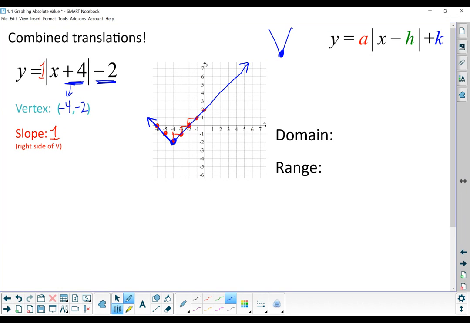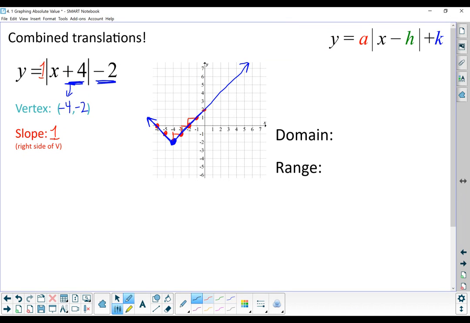For full credit on tests, you really do need to make sure you're graphing the entire shape. I don't want to see 3 dots like this, or a little baby V floating in the middle. I want you to extend the sides to the edge of the graph like I did here. Okay, so we want to write the domain and the range of this function.